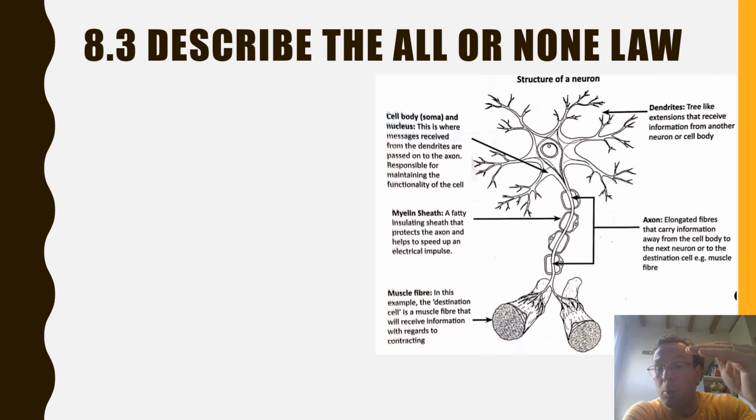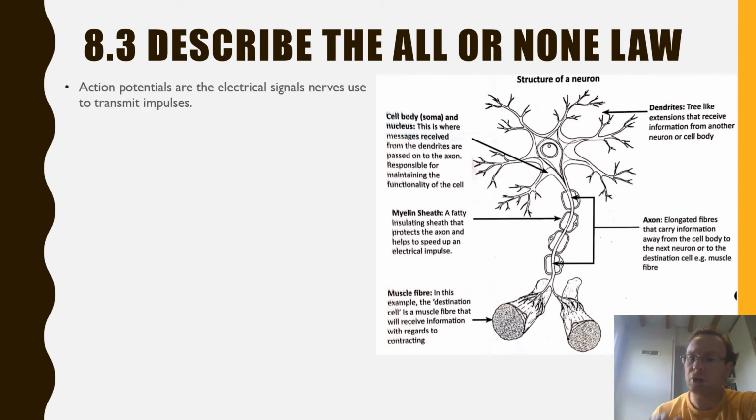Now, when they receive enough information, when they receive enough impulse from other nerves, that nerve will transmit that impulse in the form of something called an action potential, but only when enough impulse is received. So the concept is really, action potentials are electrical signals nerves use to transmit impulses.